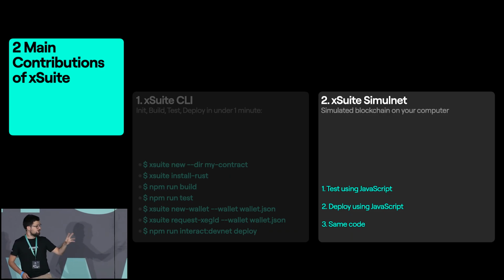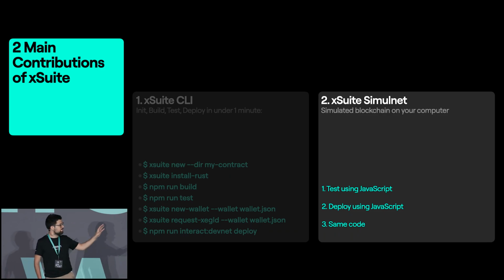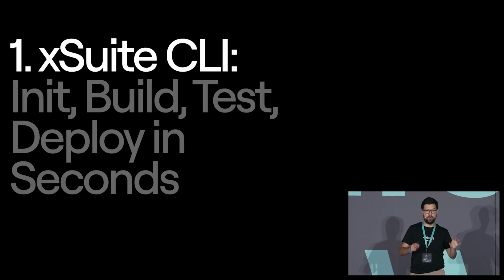So here, it's very important. There are two main big improvements compared to the current tooling. First, you can test using JavaScript. Second, you can deploy and interact with a real blockchain using JavaScript. And third, it's the same code. You just have to learn one thing. So let's dive into xSuite CLI and show you how easy it is to use it.